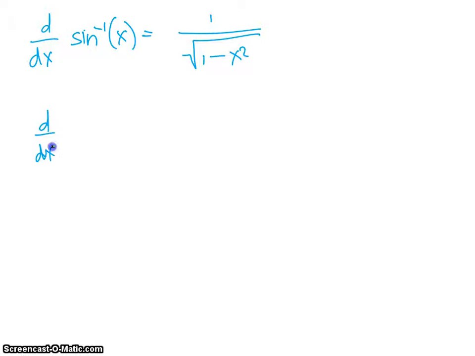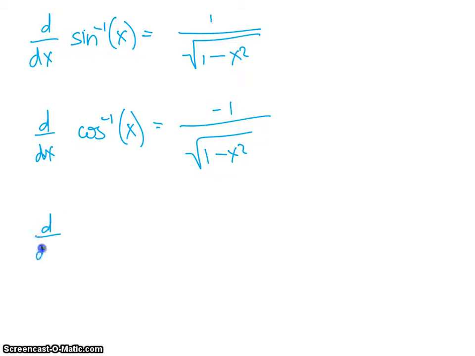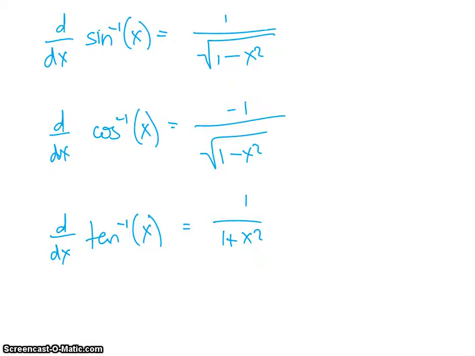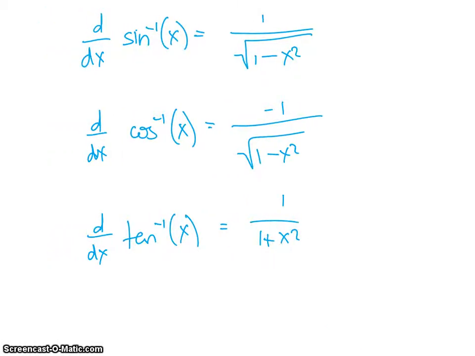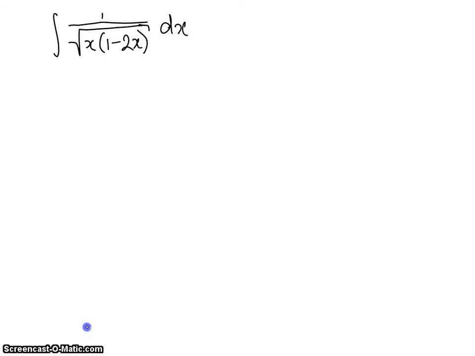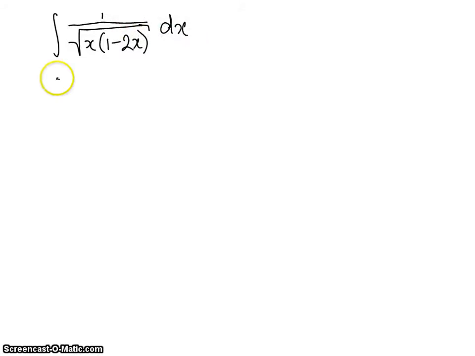What about if we differentiate cosine inverse of x? What should we get? We get negative 1 over the square root 1 take x squared. And lastly, if we differentiate tangent inverse of x, we get 1 over 1 plus x squared. So, do we see anything that looks like these in our expression over here? Well, no, we don't really. But maybe we're just not looking at it properly.